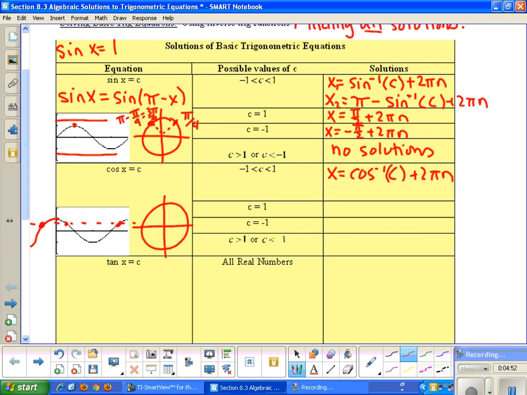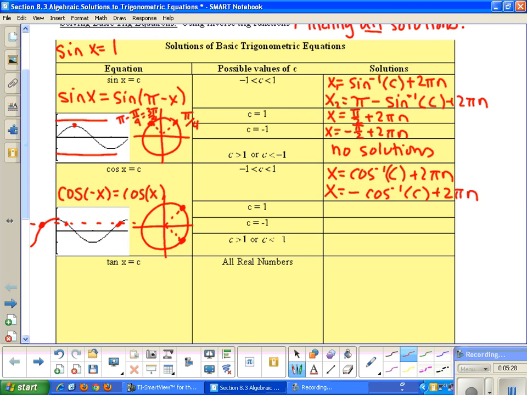on your unit circle, where do I have positive values for x? It would be on the right side of my unit circle. So this value and this value are going to be the same. And notice that I can just do the negative answer for that, and that's because of the negative angle identity. So the cosine of negative x is equal to the cosine of that angle. So by that property, x would be equal to the negative cosine inverse of c plus 2 pi n.